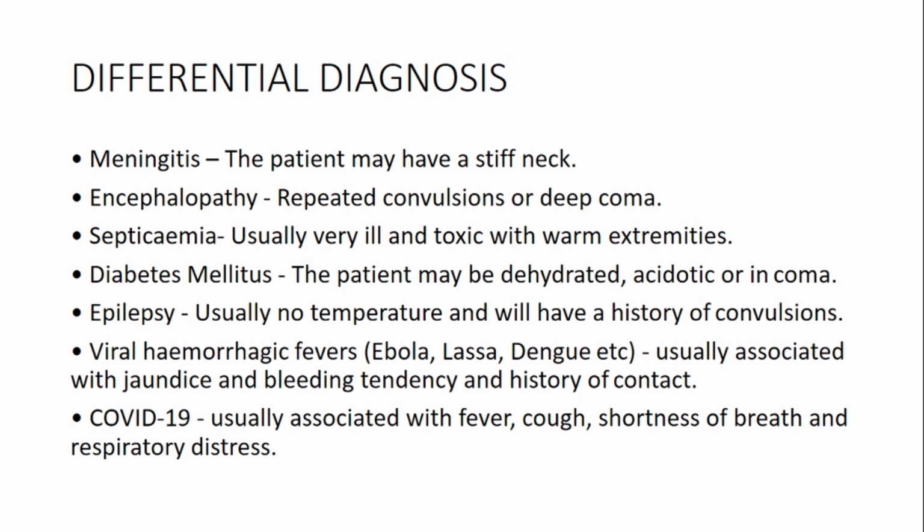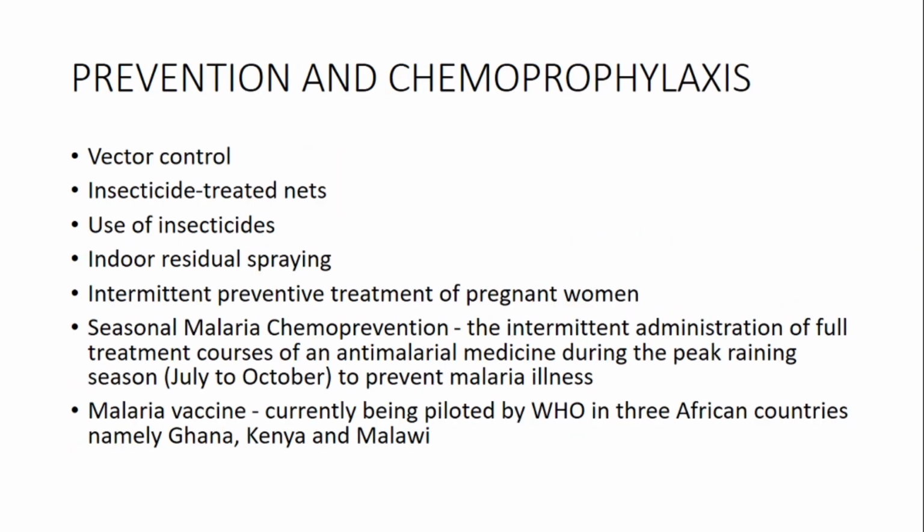Then other differentials include diabetes mellitus, in which patients may come dehydrated or ketotic. Viral hemorrhagic fevers are an important differential and must be considered in patients who have had repeated fever, which does not abate with the use of anti-malarials. These patients may also have a history of bleeding and jaundice. So one must maintain a high index of suspicion for these conditions. COVID-19 infection is also a differential diagnosis for patients with malaria in pregnancy, and this may be associated with respiratory symptoms such as cough, shortness of breath, and respiratory distress.